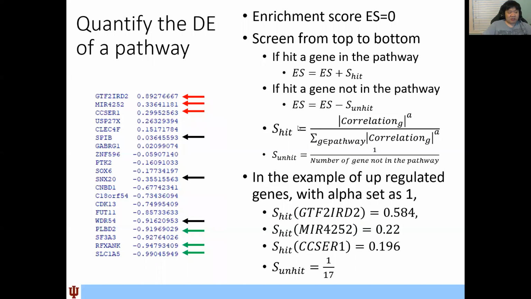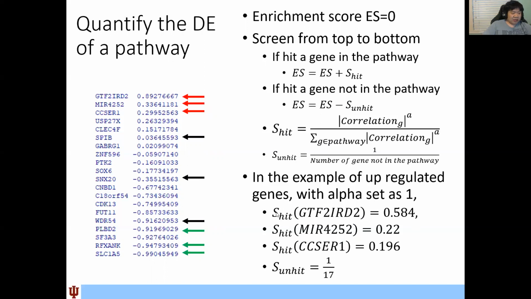So we see here the S hit is defined by the sum over all the genes from the pathway of the absolute value of the correlation raised to the power of alpha. Alpha is a tuning parameter. For example, here we set alpha as 1, which is a very common setting.